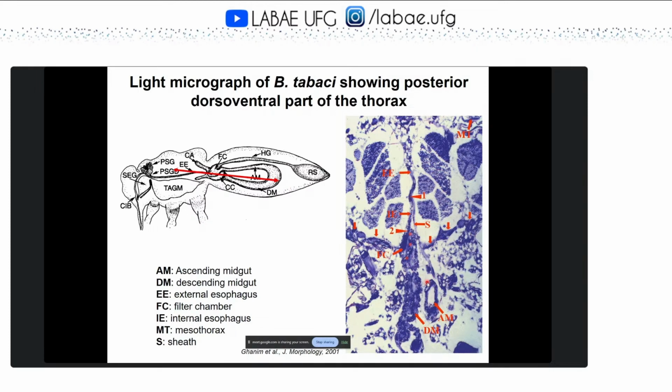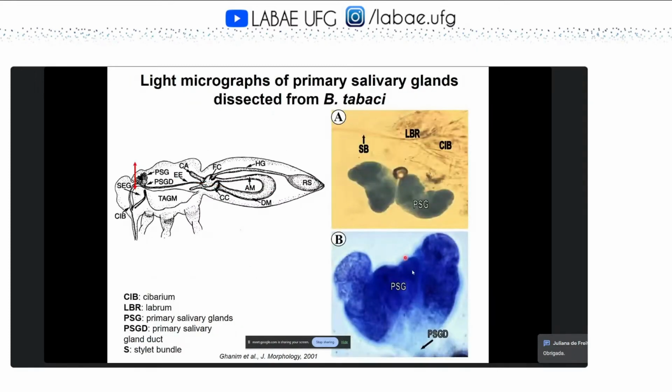Now, later on, we started also dissections, and we said if we can do sectionings, we can do also dissections. This is how the primary salivary gland looks like in whiteflies. They are kidney shaped. And you see when we use different staining techniques, the glands do not stain uniformly across the glands. You can see different regions here, and it turns out later that those different regions also have different functions.